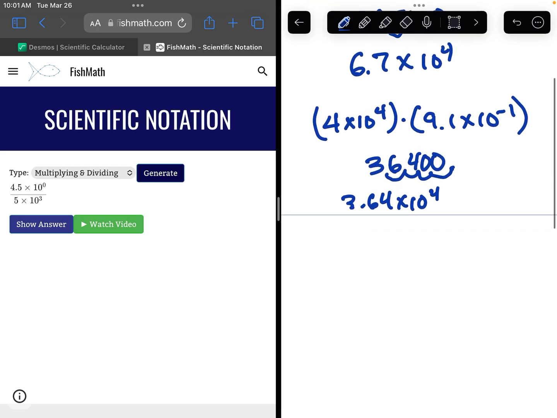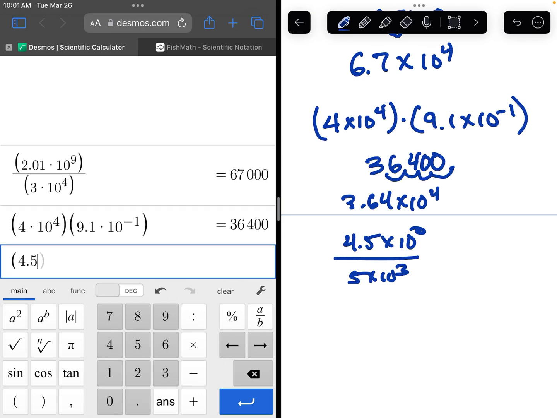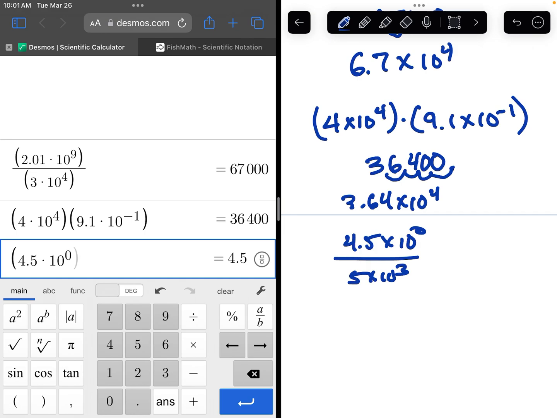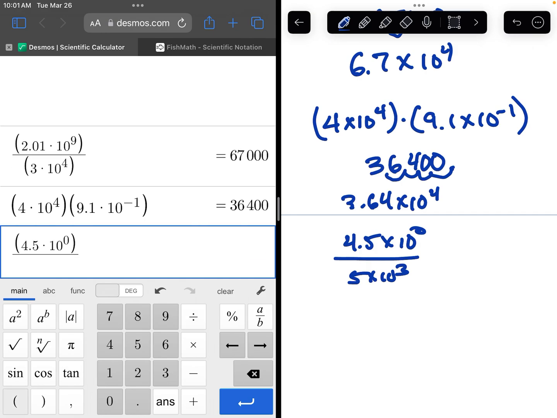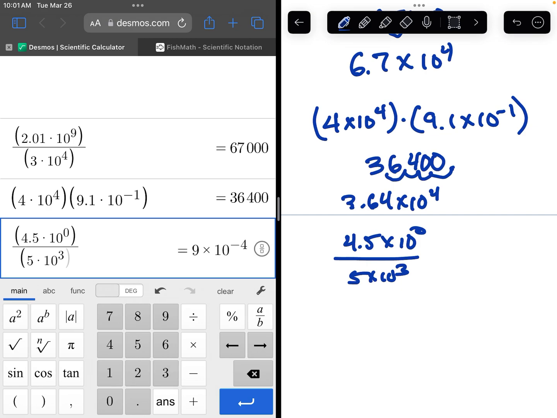This one's a little bit different. Let's try this one. 4.5 times 10 to the 0 over 5 times 10 to the 3rd. So I'm going to go here. So 4.5 times 10 to the 0. Now 10 to the 0 is just 1, so we don't really need to put this, but I'm just showing it because you can. 5 times 10 to the 3rd. And that actually gave us our answer in scientific notation, 9 times 10 to the negative 4.